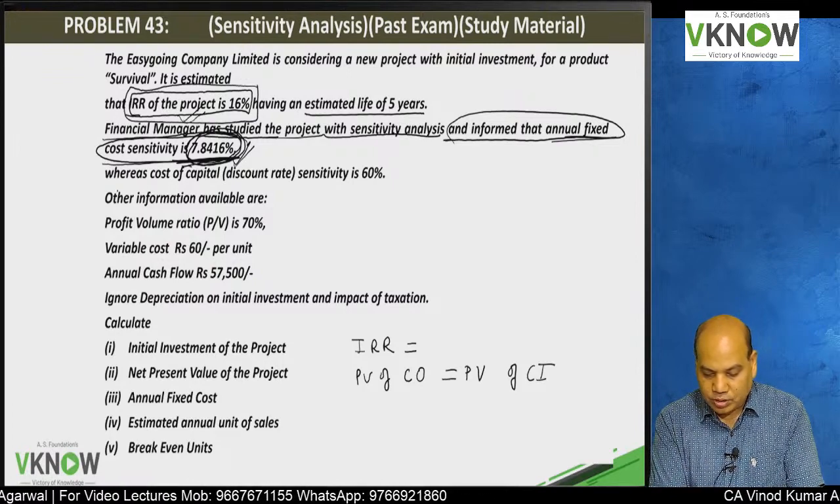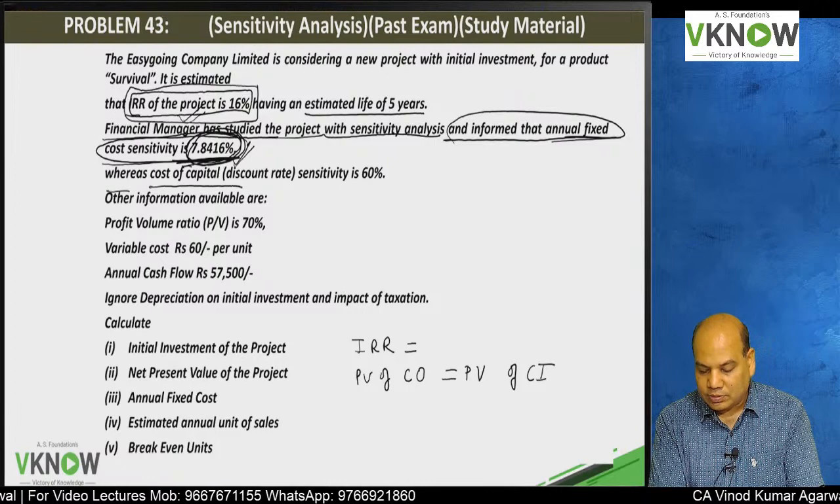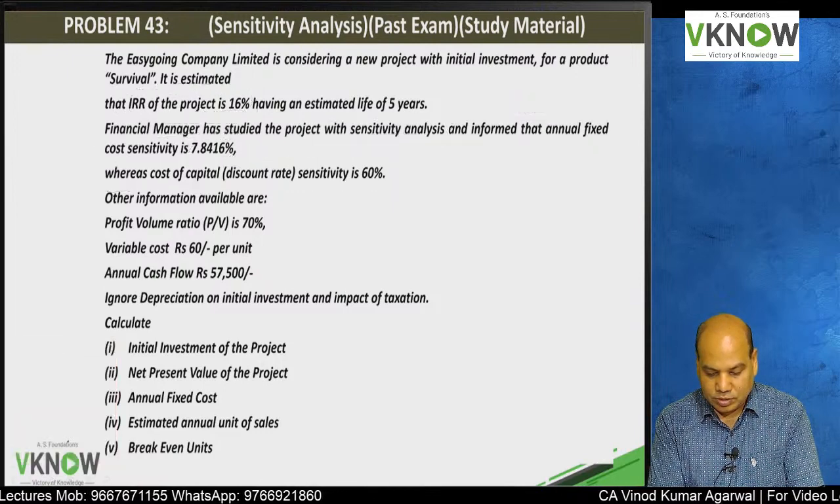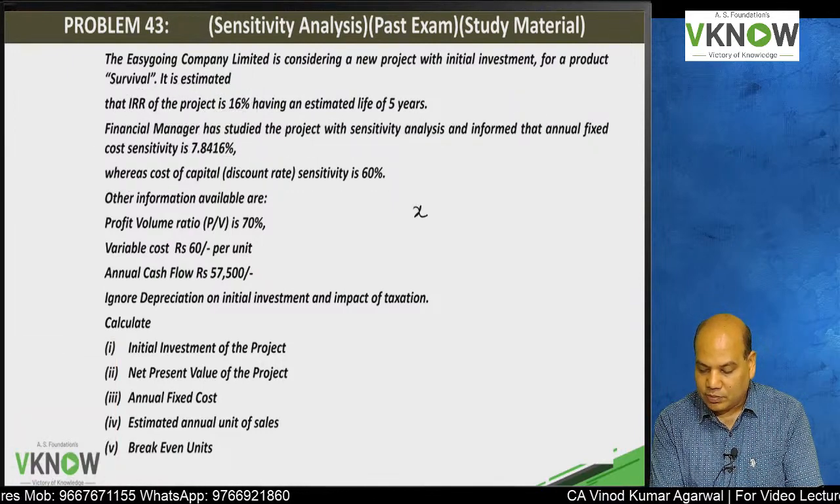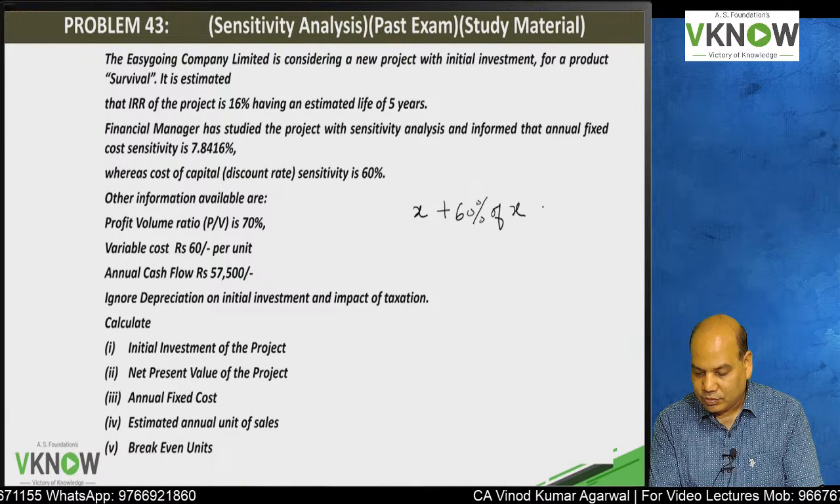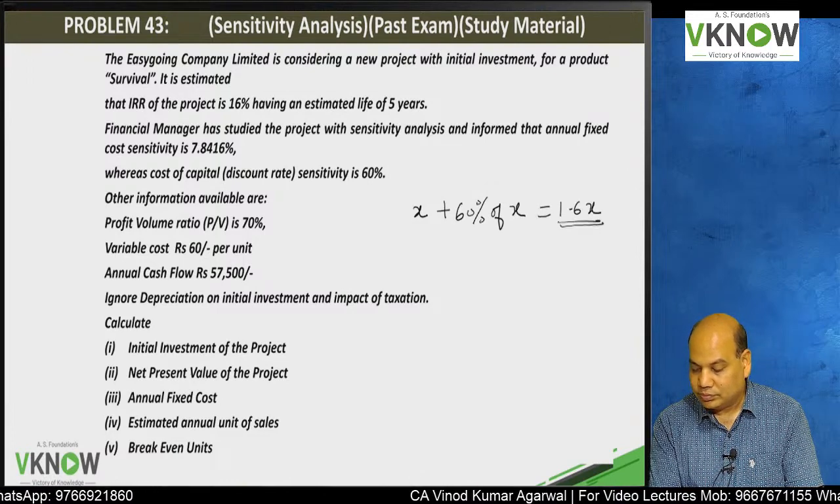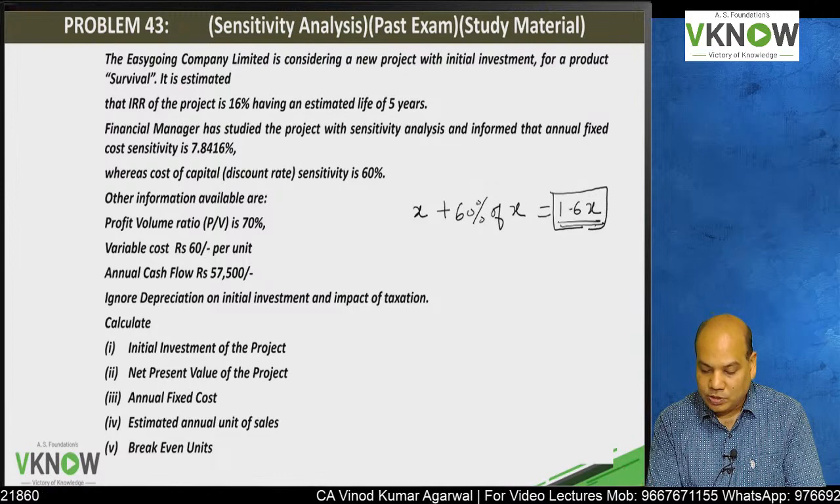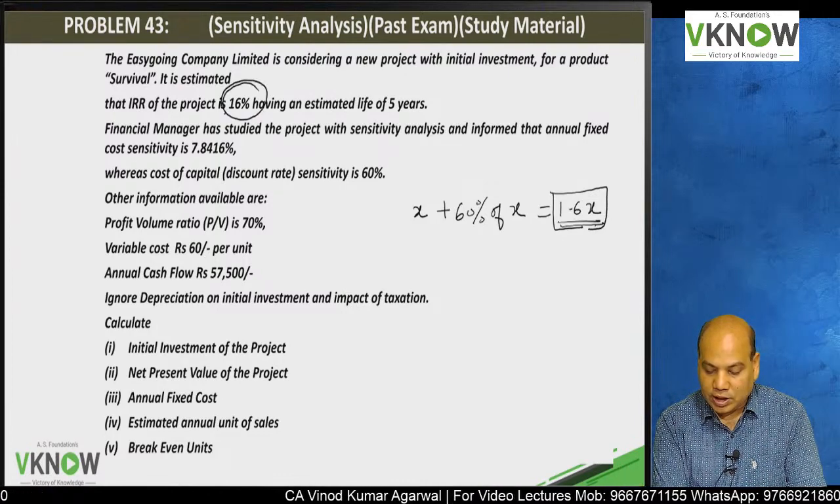Second, the cost of capital, that is discount rate sensitivity, is 60%. It means if the cost of capital, which is X, increases by 60%, your NPV will be 0, that is 1.6x.